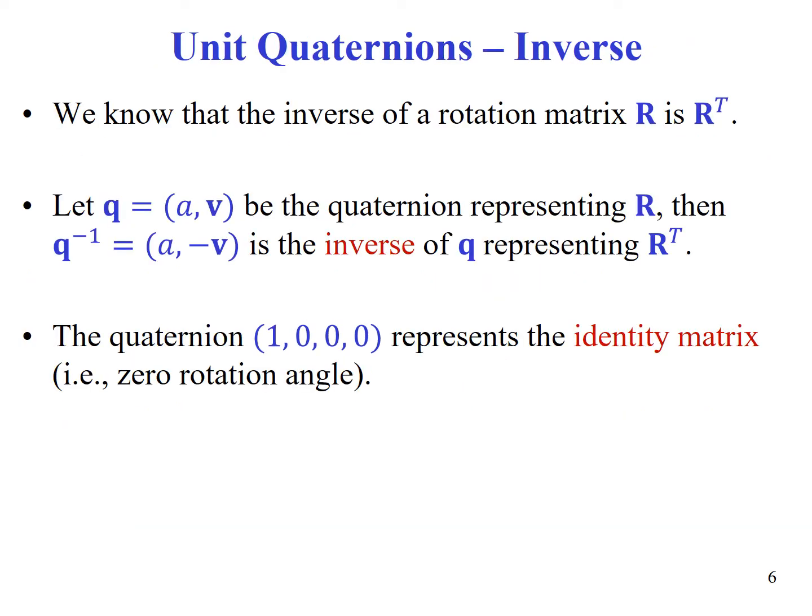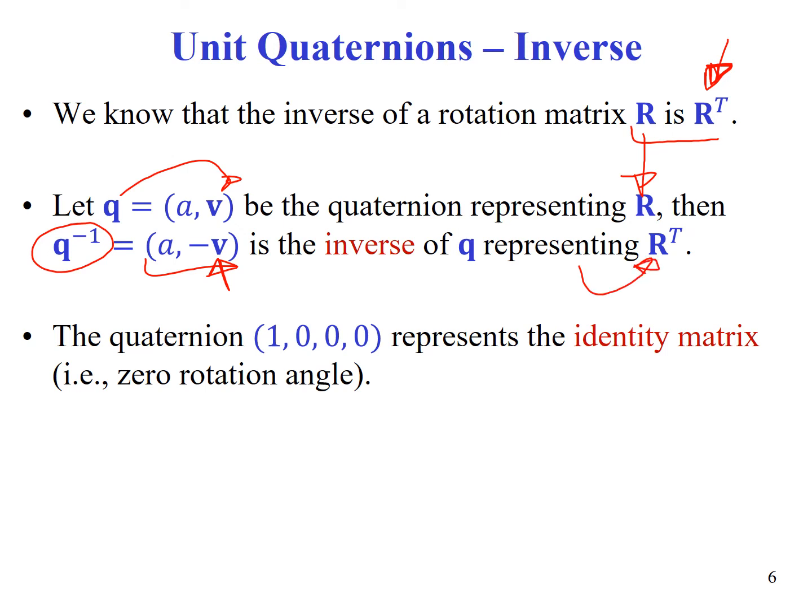So how do we take the inverse of a quaternion? We know that the inverse of a rotation matrix R is given by R transpose. This is because a rotation matrix is a specific form of a matrix. If we take its transpose, that will be the inverse of the matrix R. For a quaternion q is equal to (a, v) that represents a rotation R, the inverse of this quaternion will be represented with (a, -v). So you just have to take the negative of the second term, the vector term in the quaternion, and that will become the inverse of the quaternion, and hence the inverse of the matrix or the transpose of the matrix R.